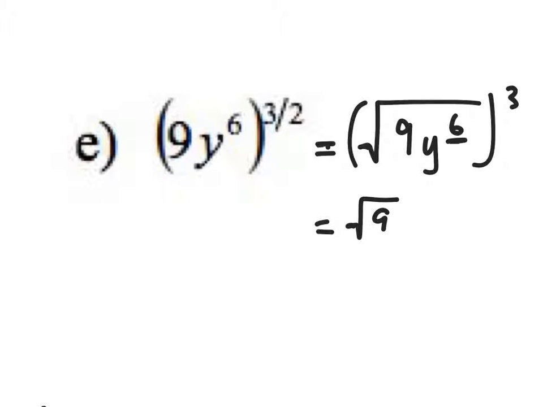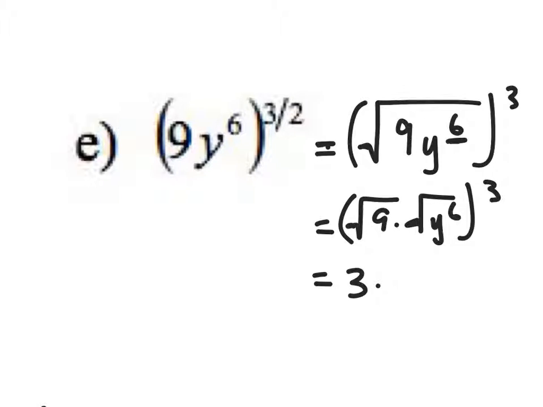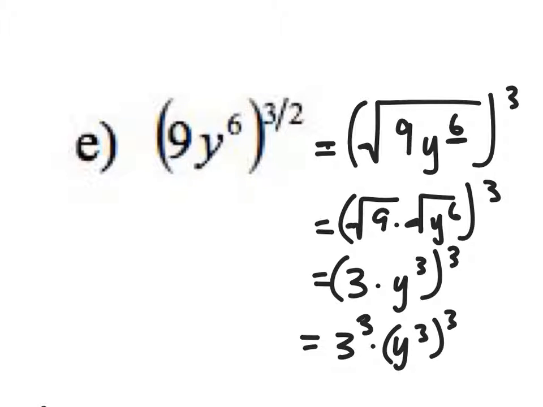The square root of 9 times the square root of y to the 6th, all cubed. The square root of 9 is going to give me 3, times the square root of y to the 6th, which is just going to give me y cubed. Then we're going to cube that. And so we're going to get 3 cubed times y cubed, cubed.